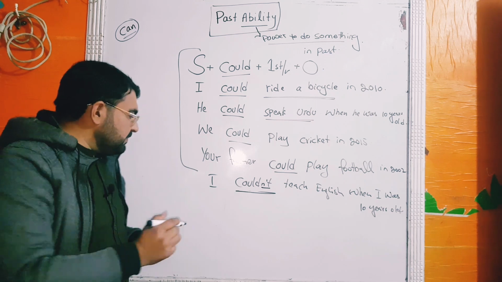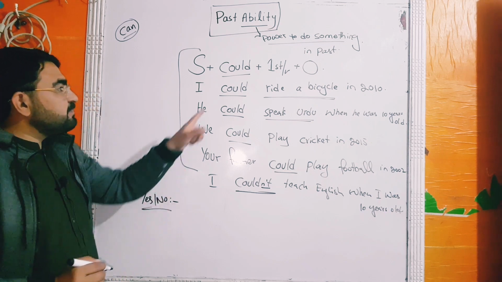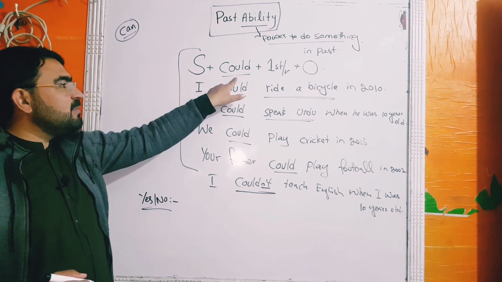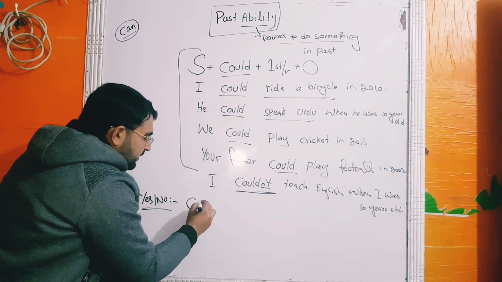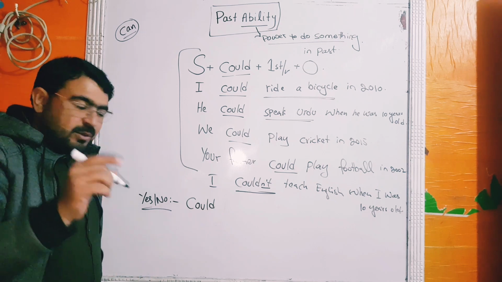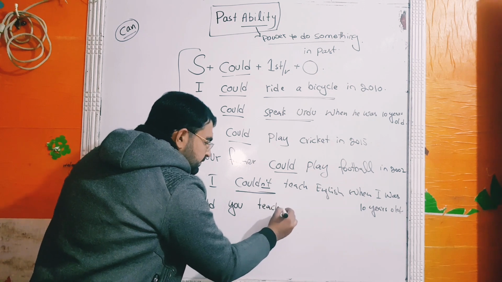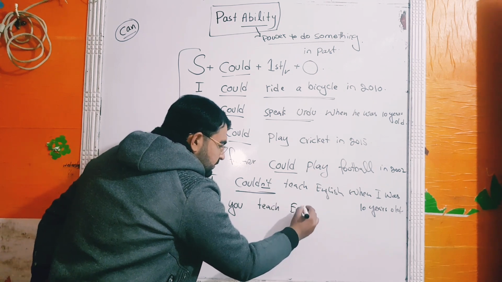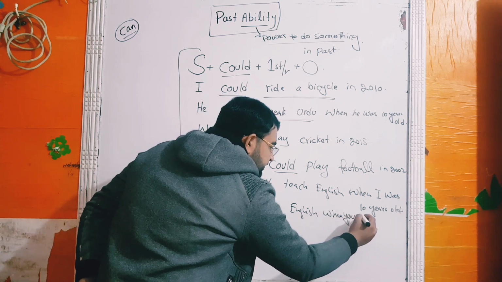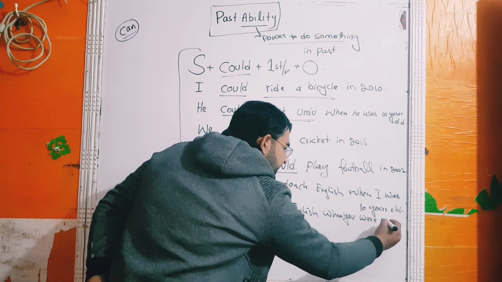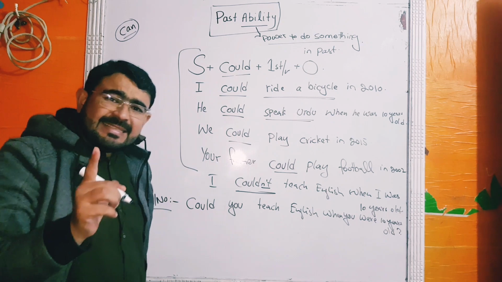Now, how to ask a question? It is very easy to ask a question. Only could will come first. The helping verb, the modal verb could will come first. For example, I'm asking you, could you teach English when you were 10 years old? Could you teach English when you were 10?